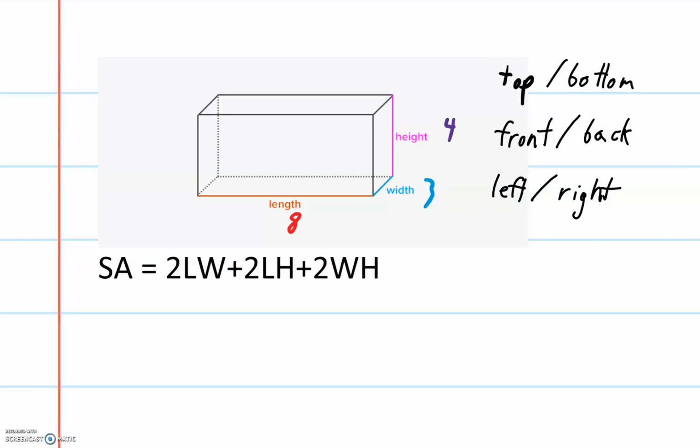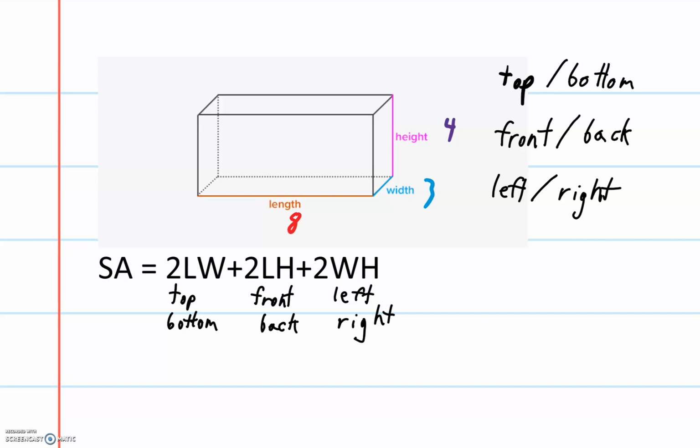So we're going to use this formula to do just that. Here we have 2 of the sides, that's why there's a 2 here, and here we have 2 of the sides, another 2, and 2 of the sides. That's why we have a total of our 6 sides. Length and width gives us the bottom and the top. Length times height is the front and back. And width times height is the left and right sides.